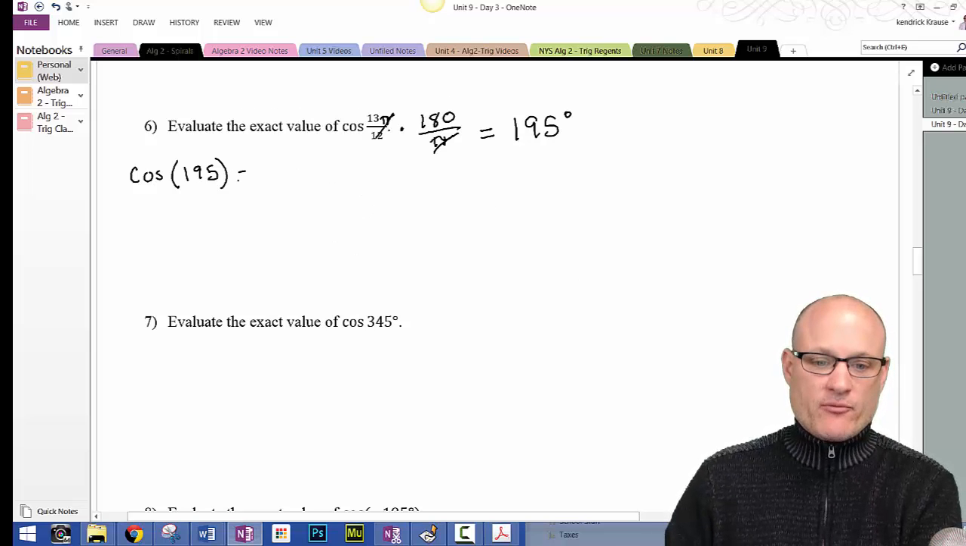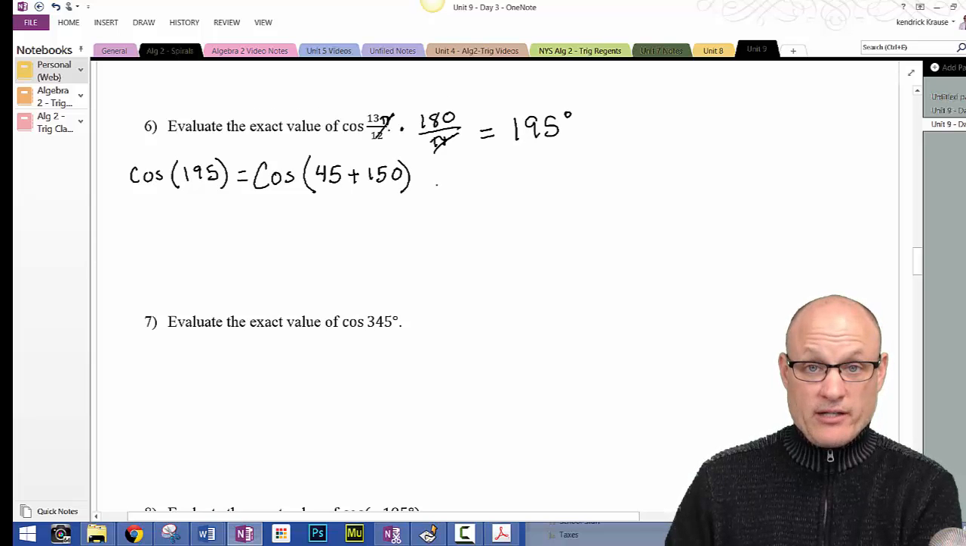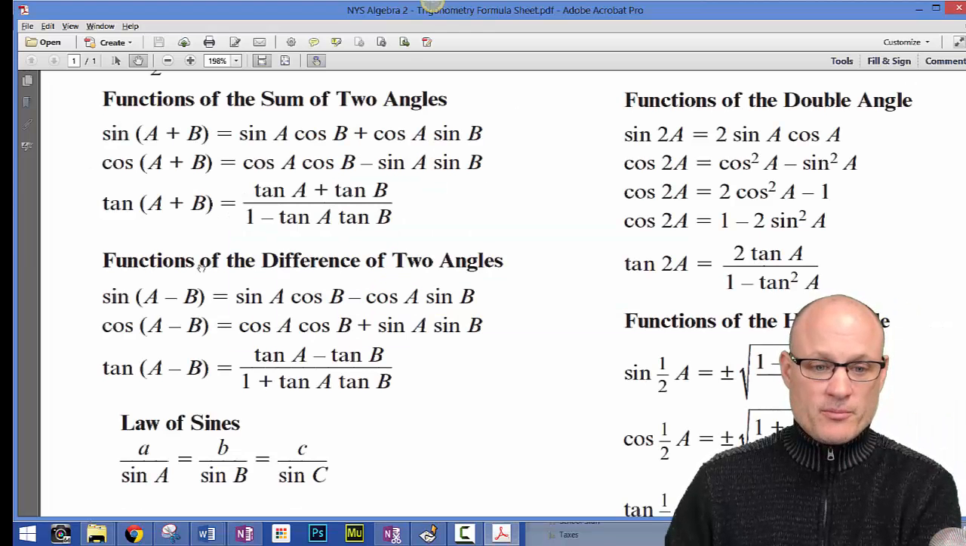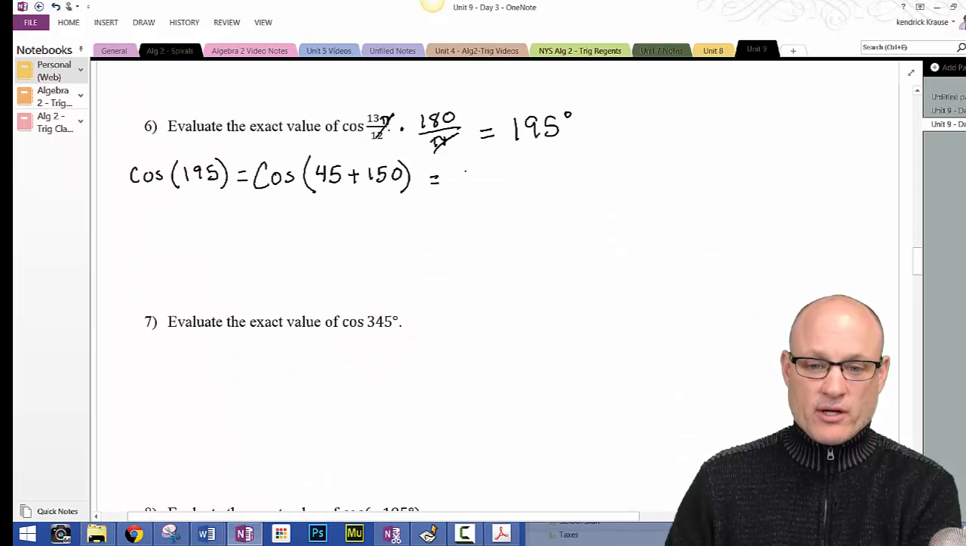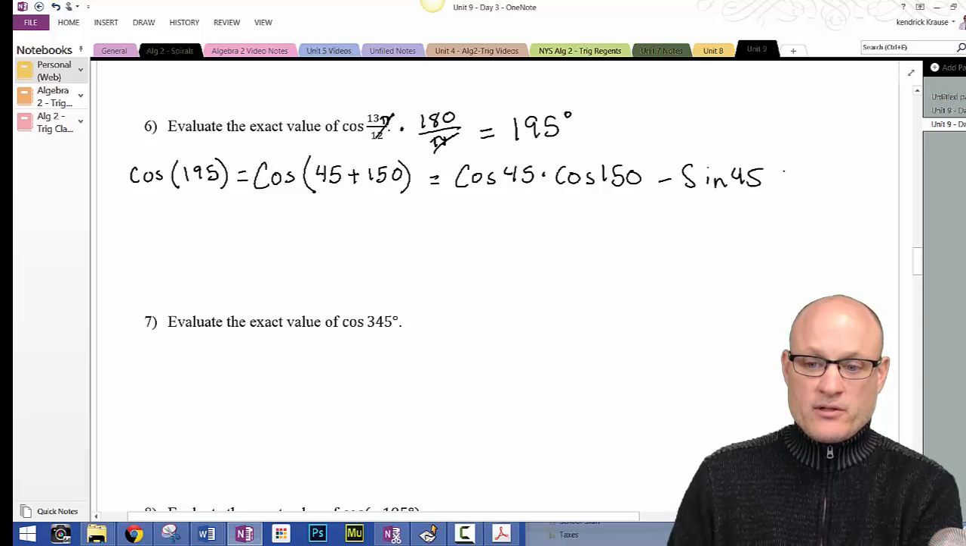We're going to have to use the sum formula. Now I got to figure out what two angles are going to add up to 195. Well, one of them's easy. It's just 45. And if you think about it, 45 plus 150 is 195 degrees. It's a sum formula, so sum formula means we're going to add cosine, cosine, but we switch the sign, minus sine, sine. Cosine 45 times cosine 150, switch the sign, minus sine 45 sine 150.